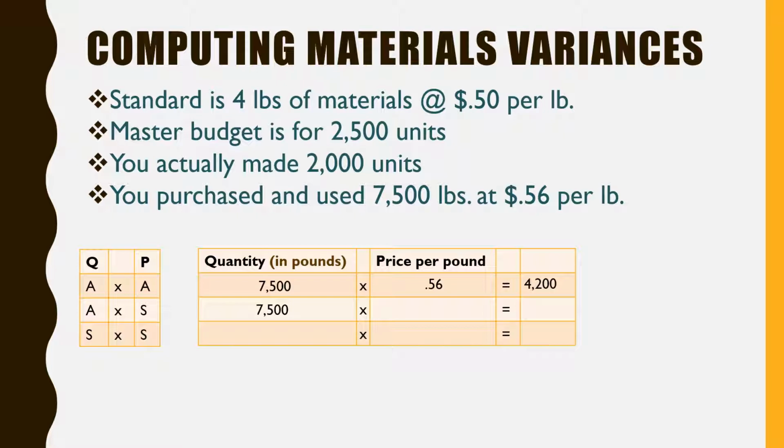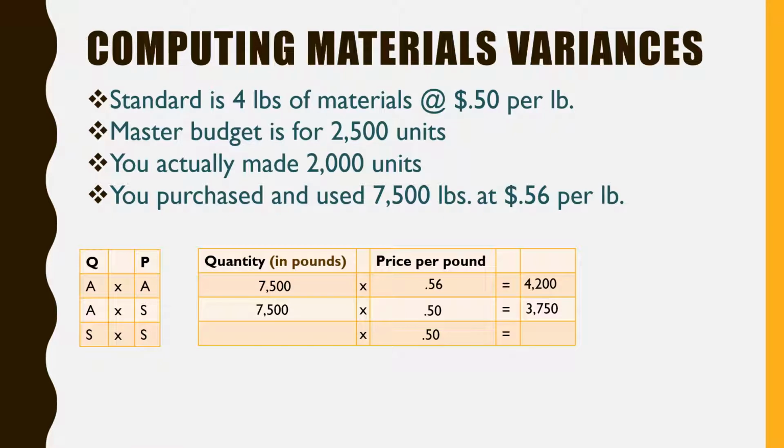Next, we need the standard price per pound. And again, I want to stay in pounds of materials. So I should have spent 50 cents. Notice that goes 2 places, so I'm just going to copy that down there. 7,500 times 50 is 3,750, so I'll figure that out.